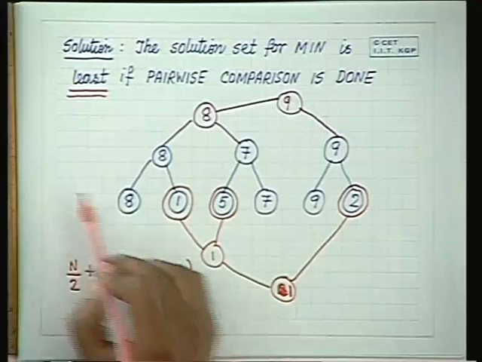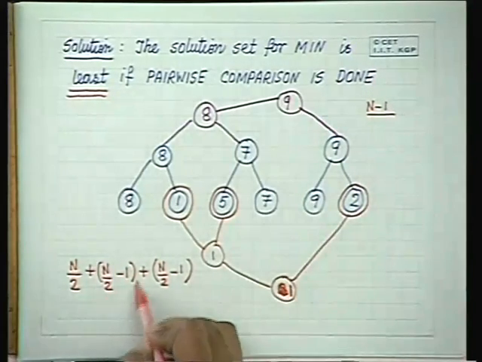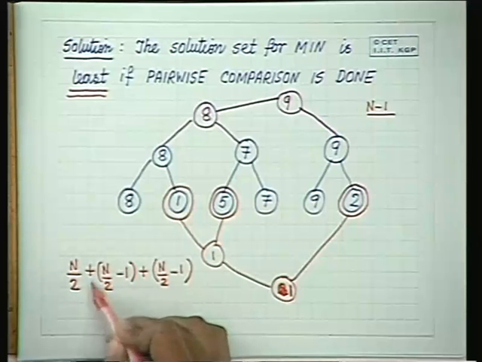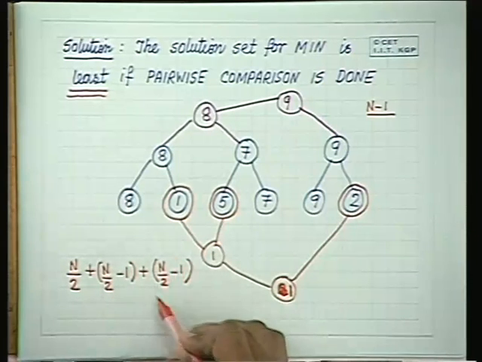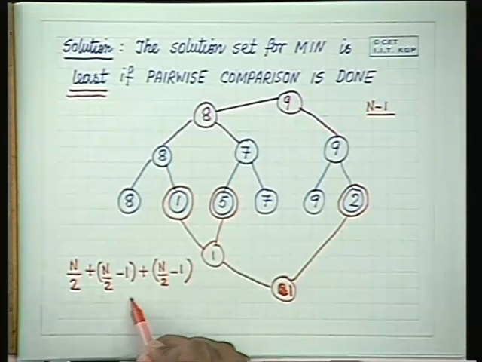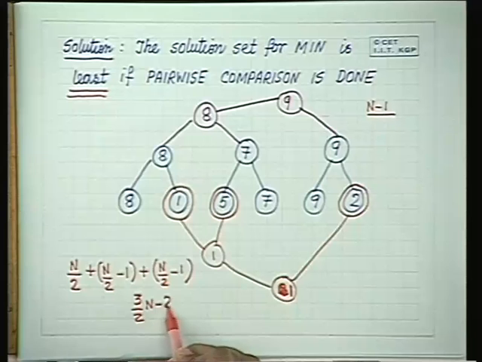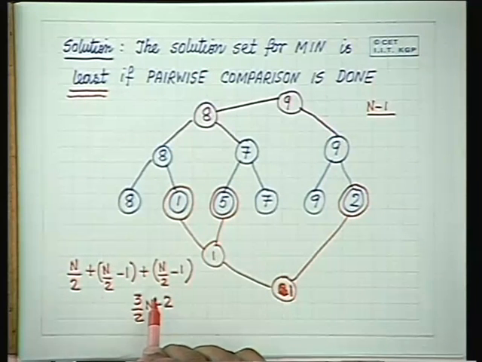To find the maximum among n numbers, you require n minus 1 comparisons. Therefore, to find the maximum among n by 2 numbers, you will require n by 2 minus 1. Similarly, to find the minimum among n by 2 numbers, you will require n by 2 minus 1. And you end up requiring 3 by 2 n minus 2. This is for even. For odd, you can take the case out and it will work similarly.